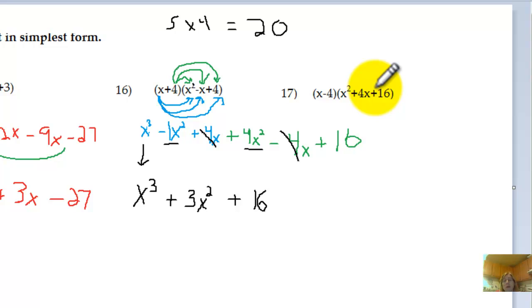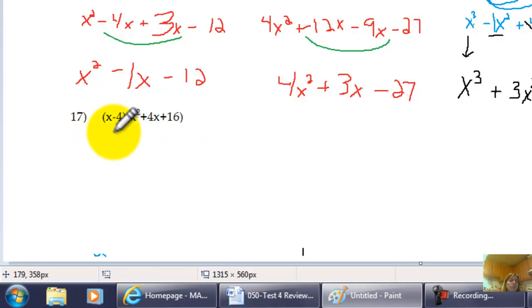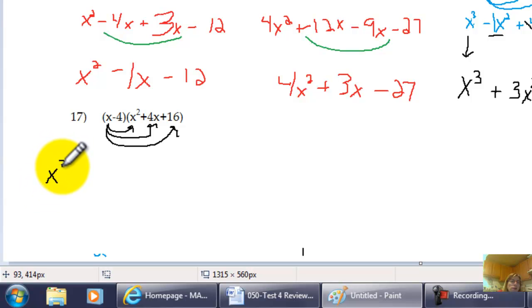Now this one is actually a difference of cubes, but I don't expect you to completely recognize that. Let's take this whole problem and move it so we can work on it down here. We're going to do the same type of FOIL. We're going to take the x and multiply it by each term. So positive x times x squared is x cubed. Then positive x times plus 4x is plus 4x squared. Then positive x times the 16 is plus 16x.